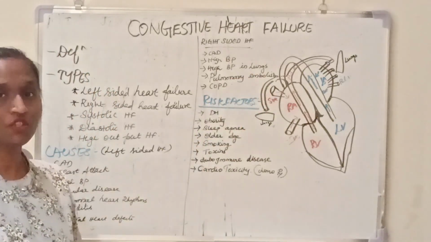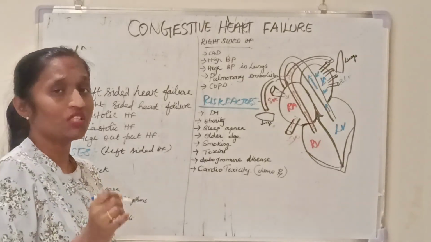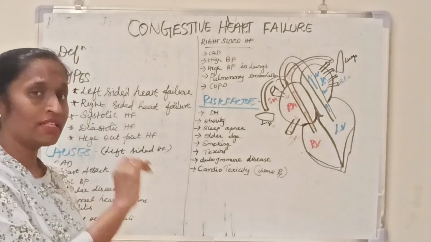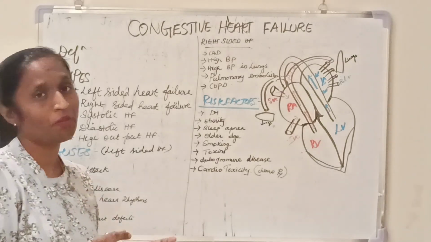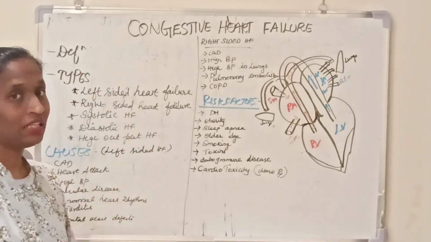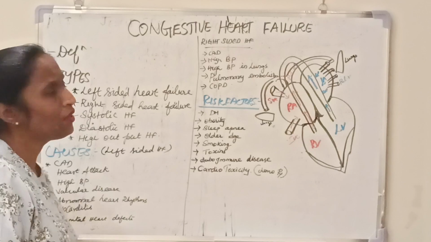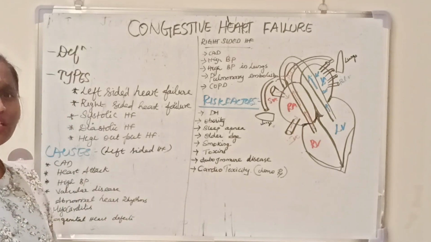There is an embolism present in the pulmonary artery, which cannot let the blood pass from one side to the other side. So it prevents the purification of the blood by the alveoli. And then COPD. When you come to the COPD, what is happening?